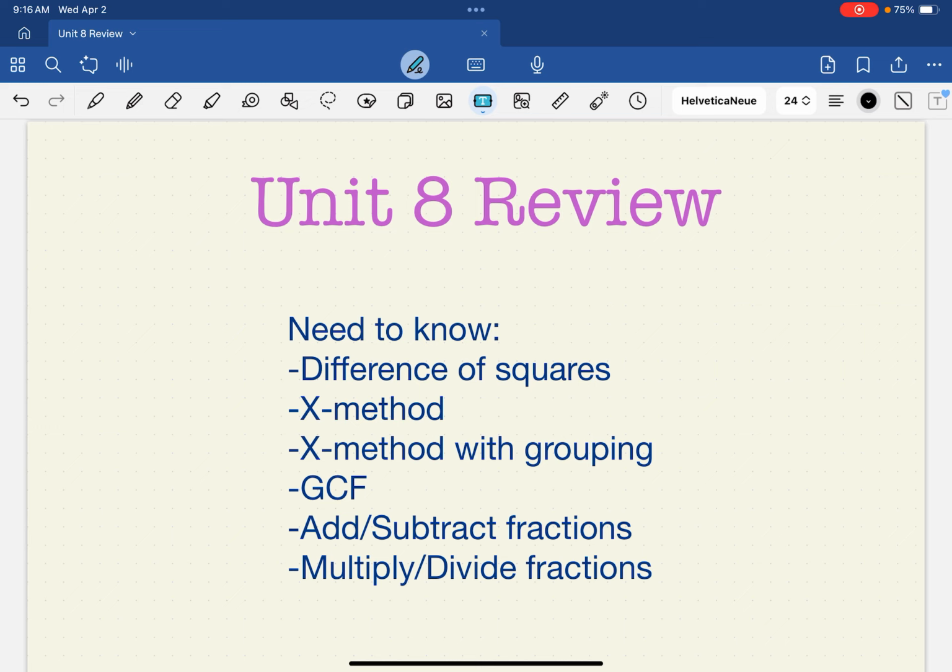Things you need to know. Difference of squares. So does it have an even exponent, a minus sign, and can I take the square root? X method with grouping, does it have a number before the x squared? GCF, check that on everything first. When you add or subtract fractions, those have to have common denominators. When you are multiplying and dividing fractions, you need to multiply straight across. Remember, dividing, you are keep, change, flip, so KCF.